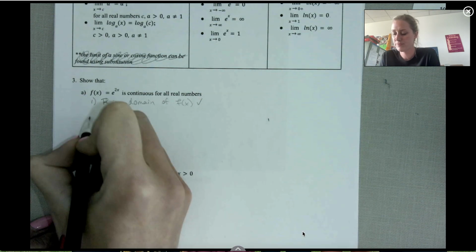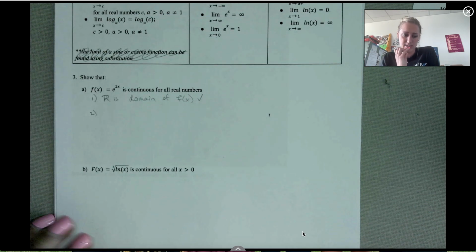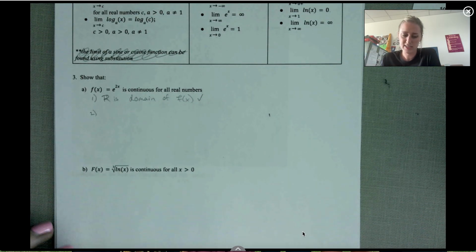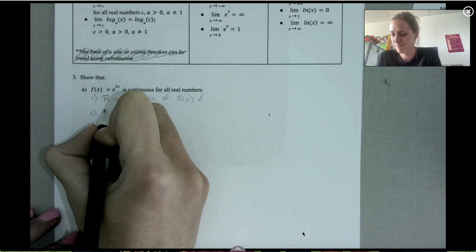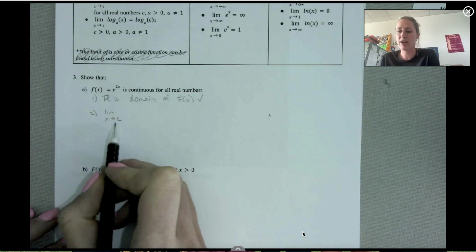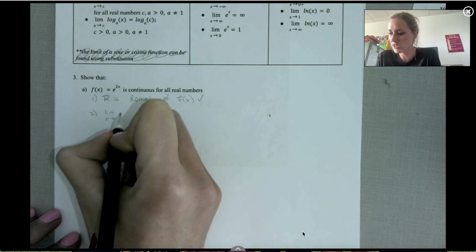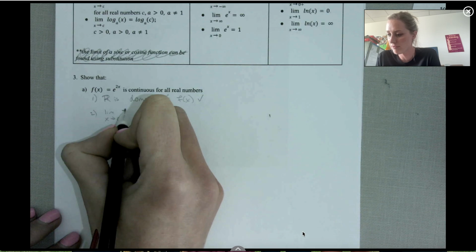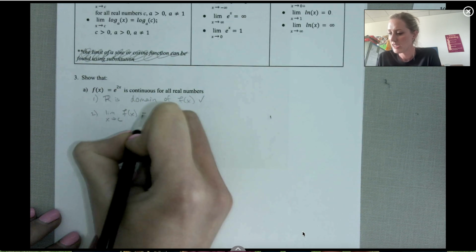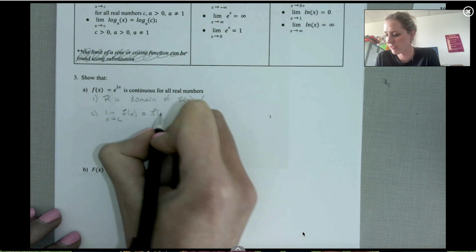It's in the domain. Case 2, the limit, does it exist? Okay, well, any value I put in, because it's defined for all real numbers, I'm just going to plug it in. So the limit of, I'm just going to call it f of x, is going to equal whatever I plug in, which is going to be f of c.